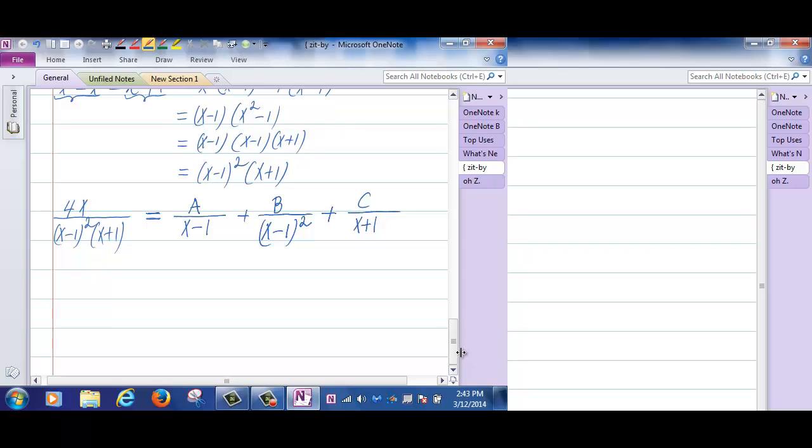Again, I didn't prove to you why that's the case. That's a little bit beyond what we are doing, but all you need to do is use the fact. All right, now multiply both sides by the denominator. On the left hand side, it's pretty easy. I get 4x. On the right hand side, what do we get? I get a times what? x minus 1, x plus 1, very good. b times x plus 1, and c.